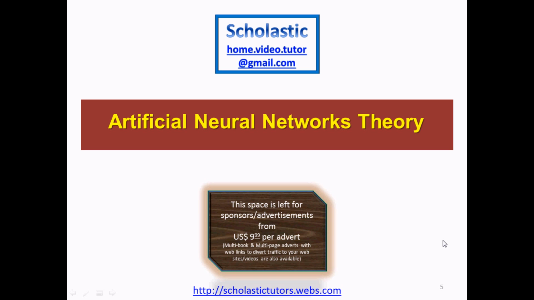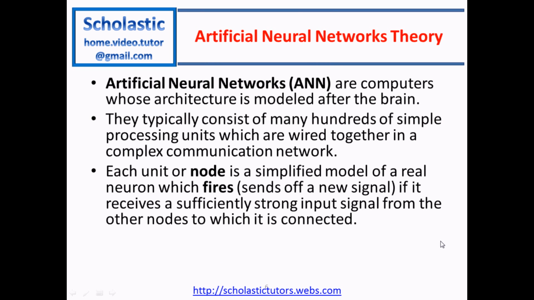Okay, the artificial neural network theory, we'll start with some simple notions. It is something that can be implemented using computers, and it can model the human brain. If you can model a human brain in computers, we come up with an artificial neural network. They typically consist of many hundreds of simple processing units which are wired together in a complex communication network, and each unit or node is a simplified model of a real neuron which fires off a new signal if it receives a sufficiently strong input signal from the other nodes to which it is connected. So we'll see how to visualize this.